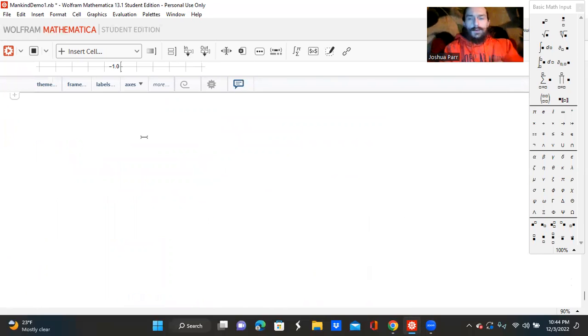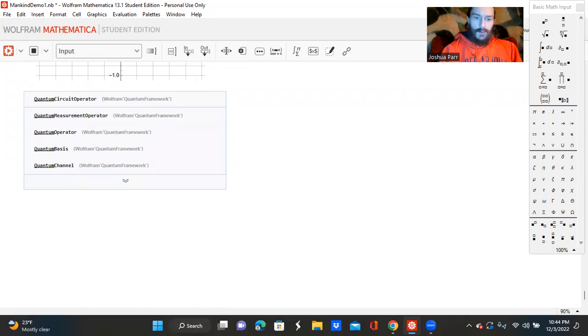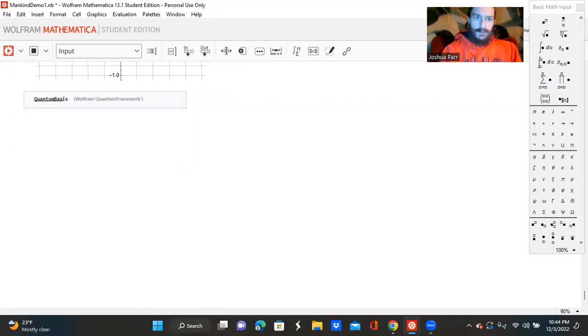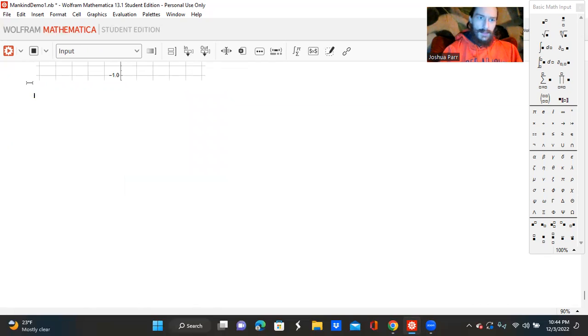So with this framework, there are a series of things. The first thing that you should probably know is quantum basis is the first thing we're going to work with here. Okay.